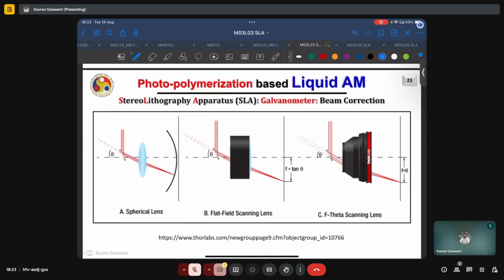And this slide gives a very good comparison of the three cases: the spherical lens, which was the default case for which we found that the locus of the focal points in 3D space was a sphere. Then there's the flat field scanning lens, where the distance h of the focal spot from the optical axis is f times tan theta, and then there's the f theta lens where this distance h is simply f into theta.